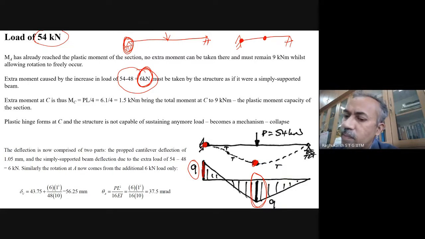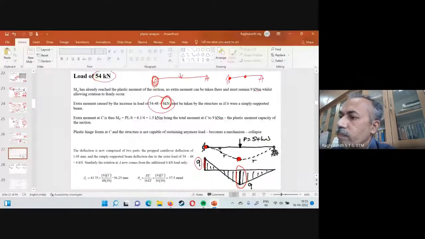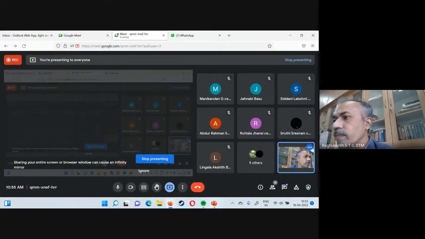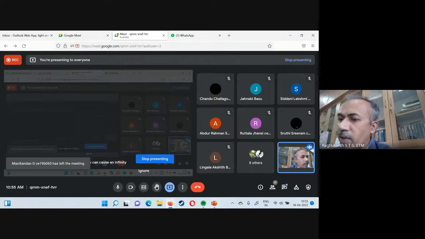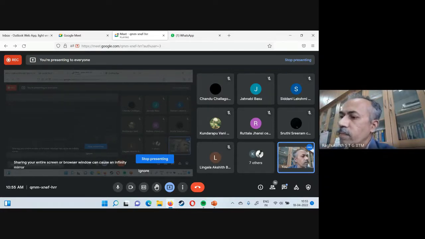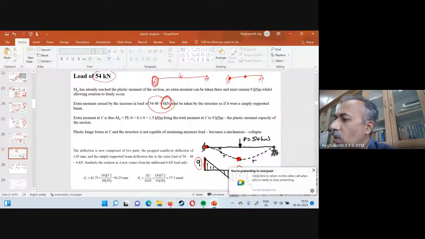Will it take any additional load beyond 54, or will it collapse? What will happen to this one? Will it take any more extra load? One hinge formed at A, and still it was taking load. Now another hinge has also formed in the middle. Now what will happen? Will it take any more load?